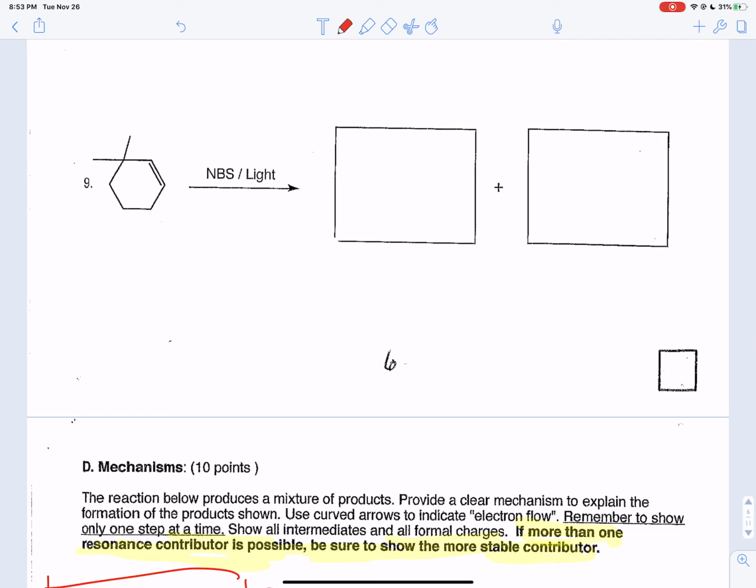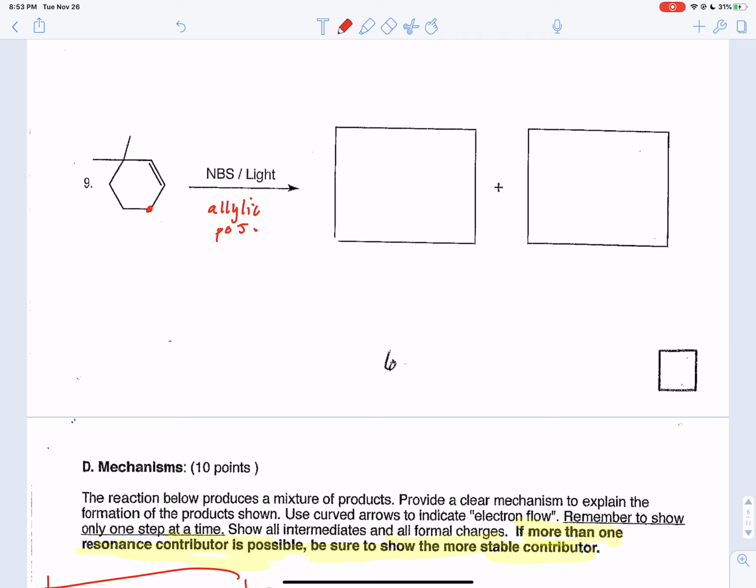Okay, now NBS and lights from exam 1, okay? And this is also free radical halogenation, similar to Br2 in light. But what's different is the position where you're going to add that bromine, okay? And it's going to be specific for the allylic position, okay? And all that means is if you have a double bond in a molecule, right, it's the carbon that is adjacent to that double bond. In this one, it would be that one, okay?